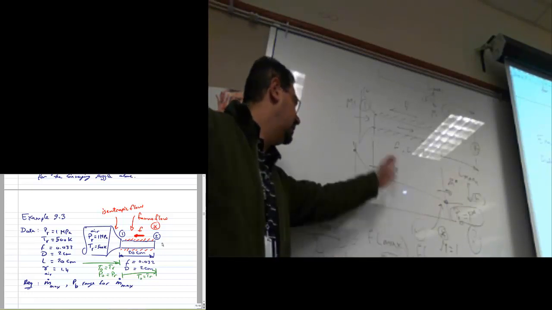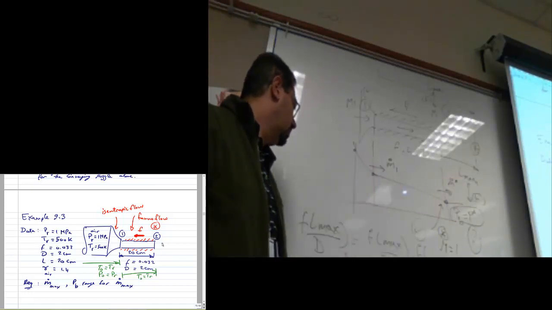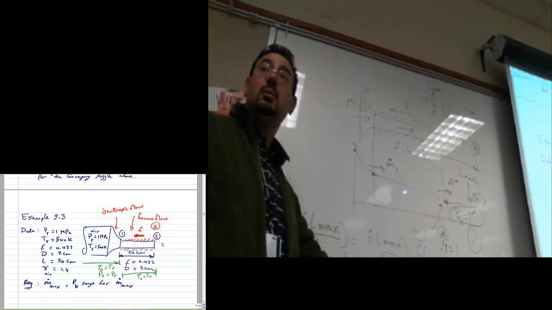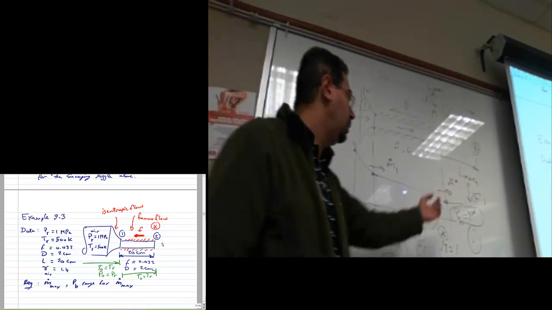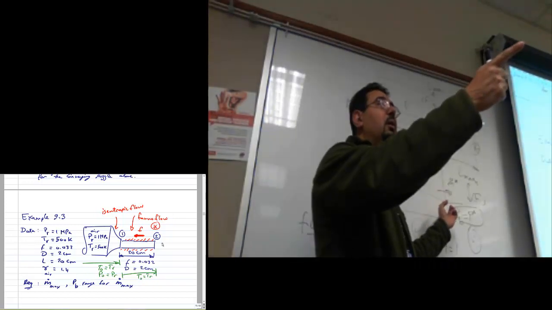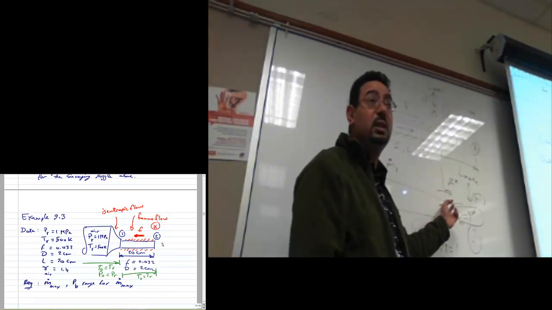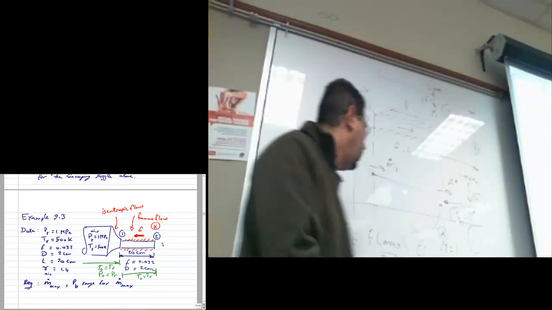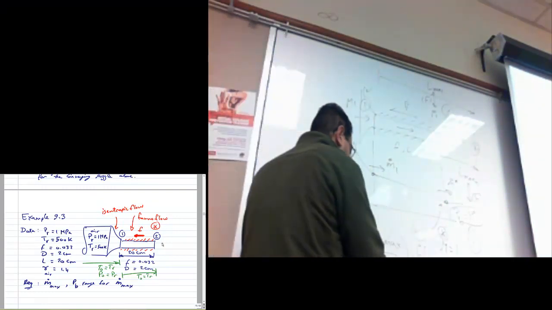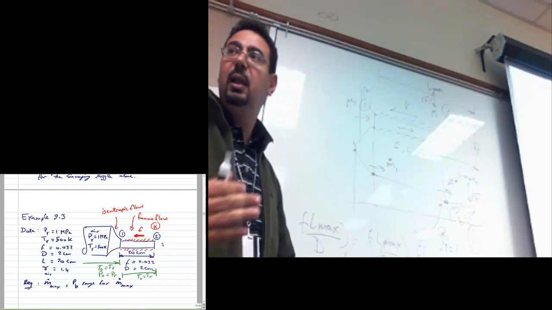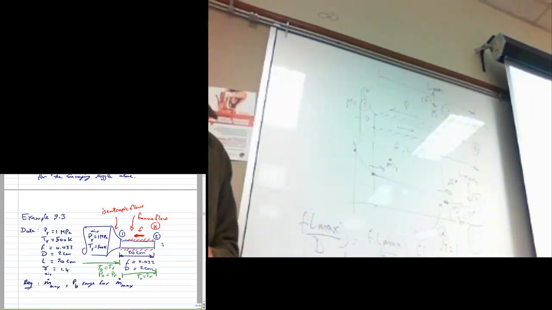Which one do I have in this scenario? 2. I have 2 because he said he wants the maximum flow rate. Therefore, this guy is sonic. Therefore, the FL max over D at 2 is 0 because the Mach is 1. So yeah, we got 2 of them.